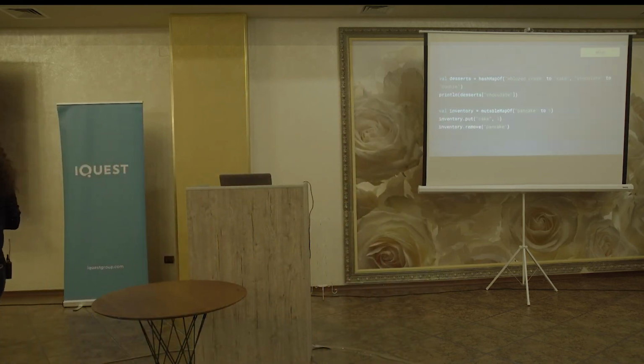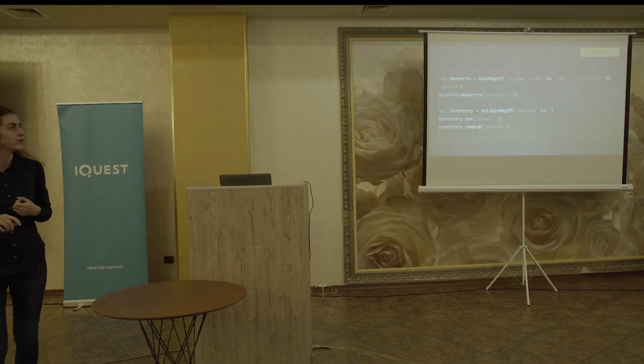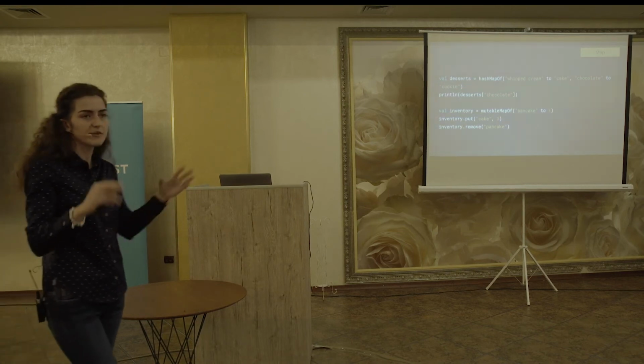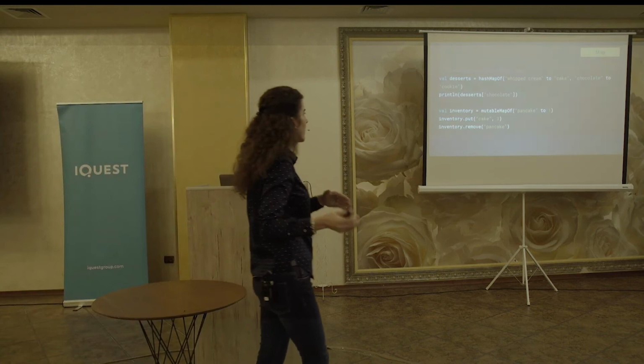For map, we have hashMapOf and mutableMapOf. And we are also able to get the value inside of the map by using the brackets. There are some pairs here, actually. That combination, whipped cream to cake, it's a pair. So we have a hashMap of pairs.